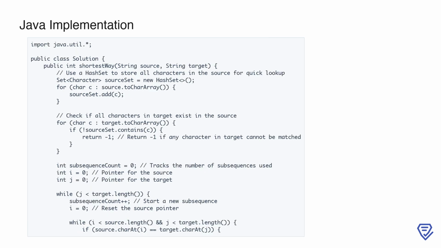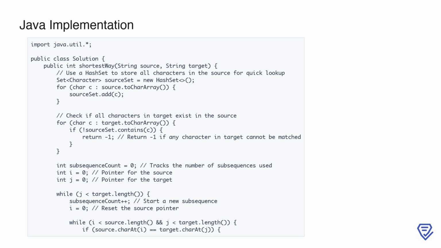Here, we start by defining the method shortestWay that takes 2 strings, source and target. The first step is to create a hash set to store all the characters from the source string. This allows us to quickly check if a character from the target string exists in the source. We iterate over each character in the source string and add it to the set.